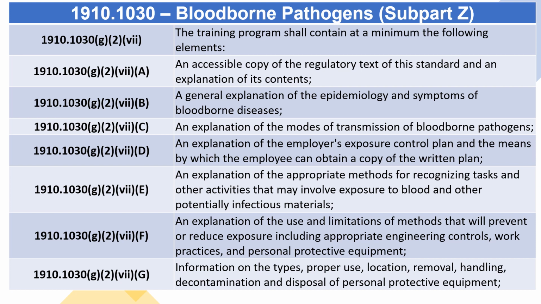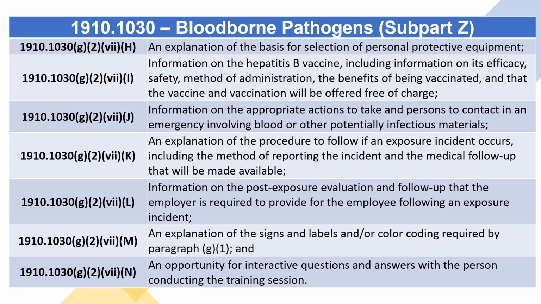An explanation of the use and limitations of methods that will prevent or reduce exposure, including appropriate engineering controls, work practices, and personal protective equipment. Information on the types, proper use, location, removal, handling, decontamination and disposal of personal protective equipment. An explanation of the basis for selection of personal protective equipment. Information on the hepatitis B vaccine, including information on its efficacy, safety, method of administration, the benefits of being vaccinated, and that the vaccine and vaccination will be offered free of charge.